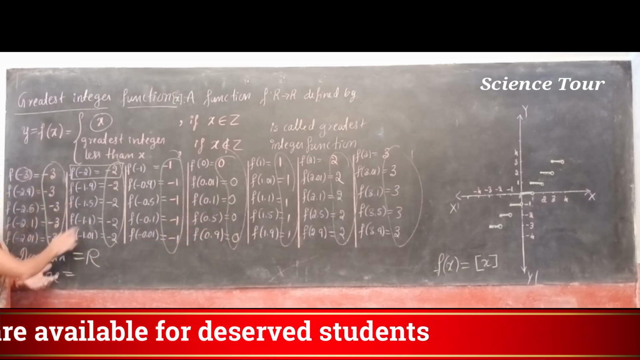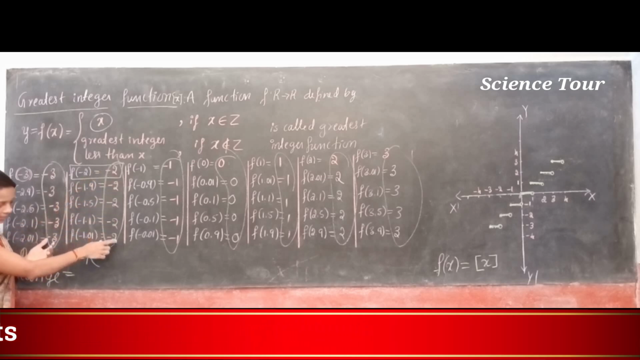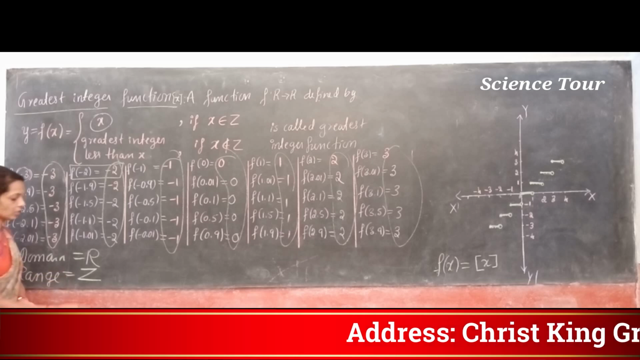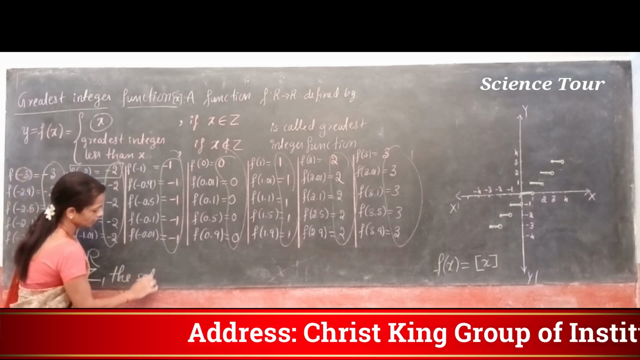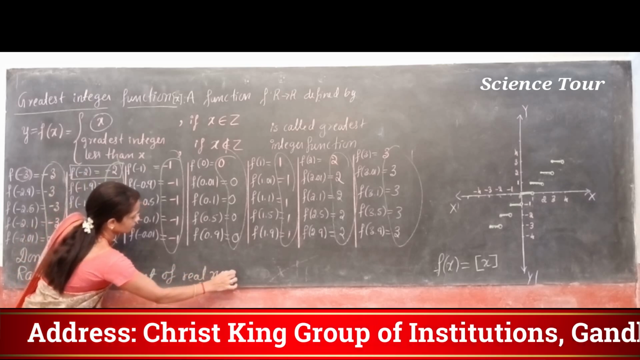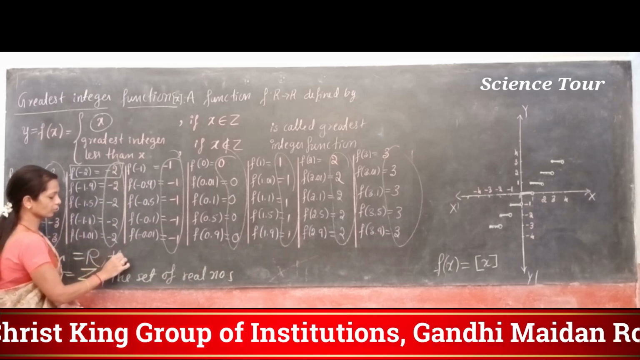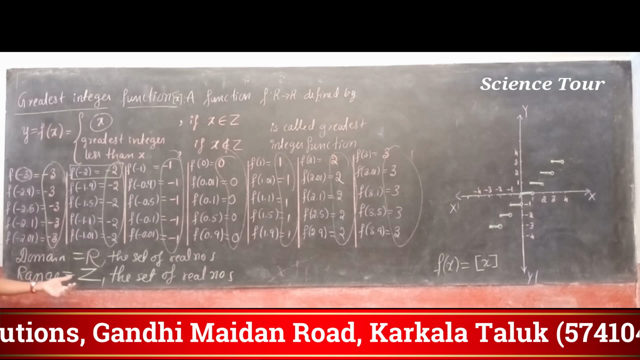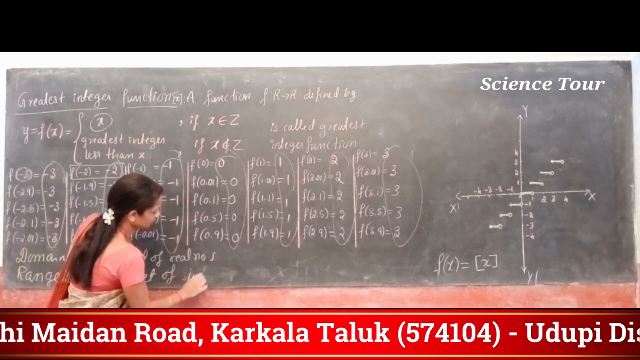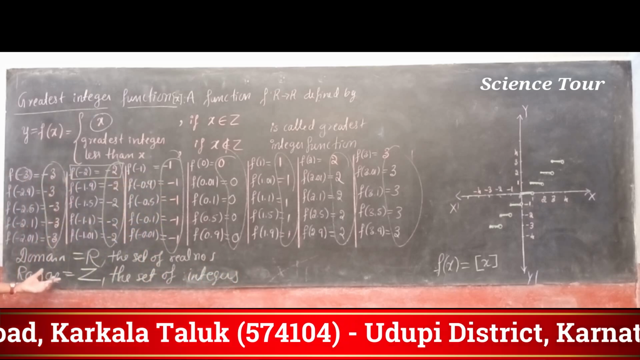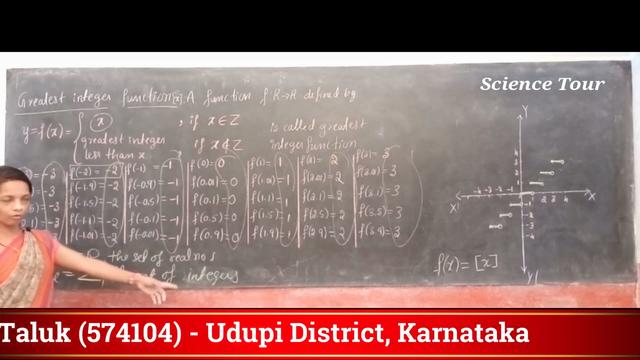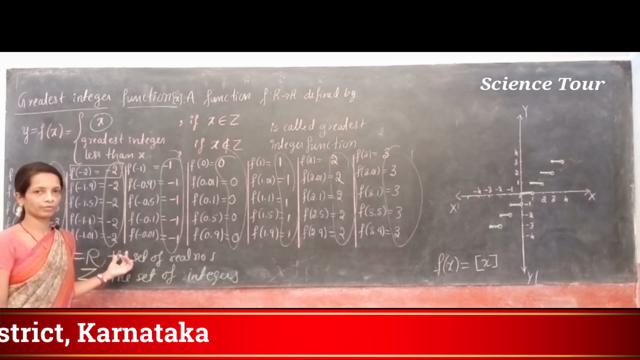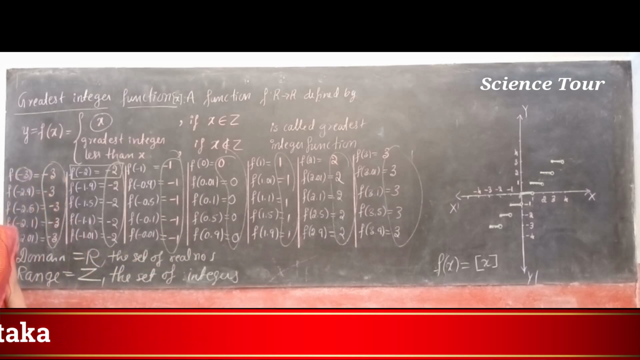If you collect all possible values of the f answers, that is, all possible values of y, then you will get all integers. So what will be the range? Range is Z. Sorry, Z is the set of integers, not real numbers. Correct it: the range is Z, the set of integers: minus 3, minus 2, minus 1, 0, 1, 2, etc. And the collection of all possible values of x is R, the set of real numbers. Okay, thank you.